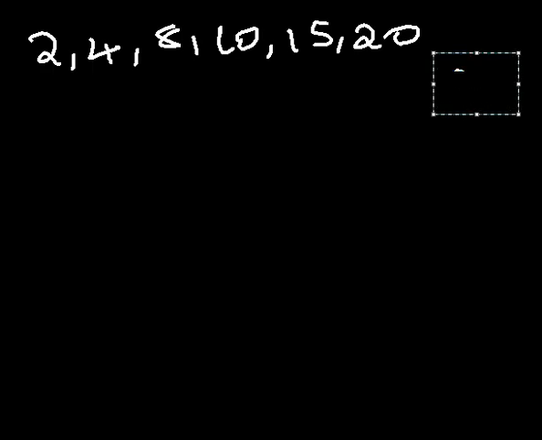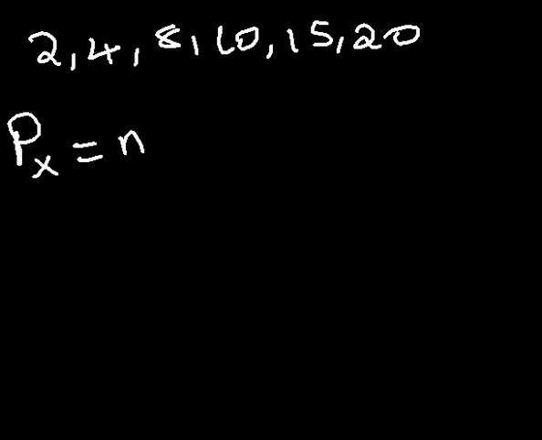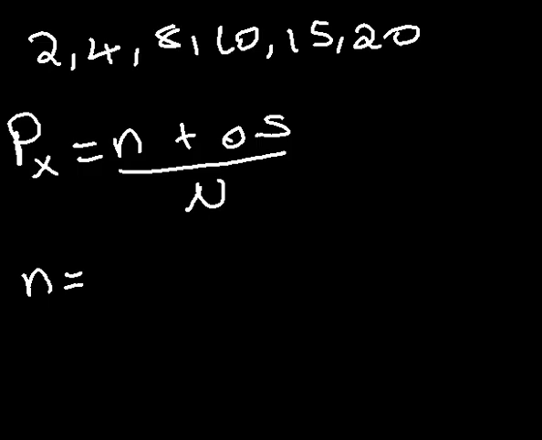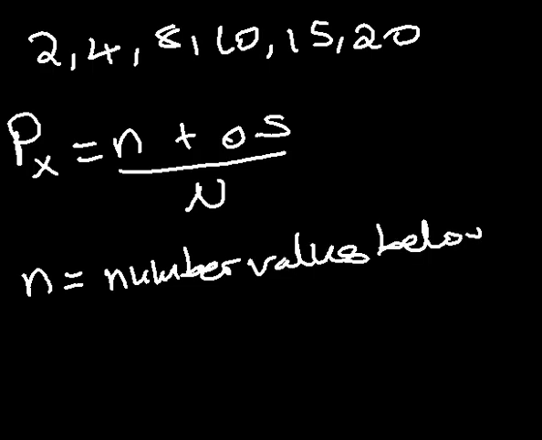So for this case, the formula has to be given as: the percentile of the value x is given as n plus 0.5 divided by the total number of values, where n is the number of values below x. So take note of that, and this is done upon having the data values in ascending order first.